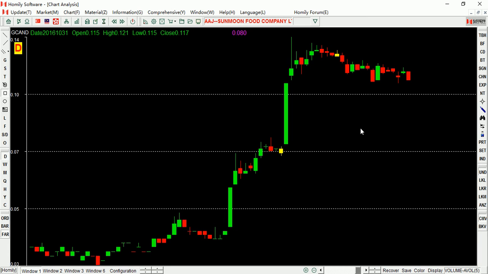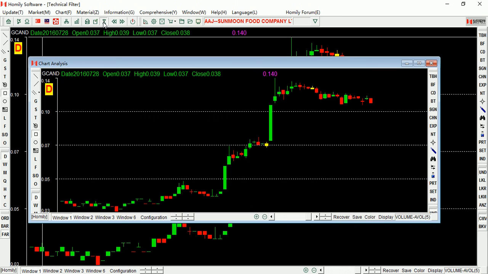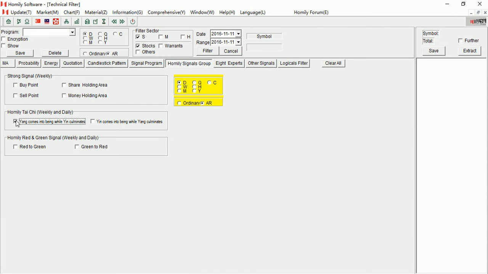Firstly, let's click the filter. This is for the filter, technical filter. We click this one, right? Okay, then click homely synchronous group. Then click homely here. Homely yin comes into being while yang accumulated. So this one. Then we can click filter. Then the stocks will come out, which means the blue candlestick appears. Then we can check which one is better.